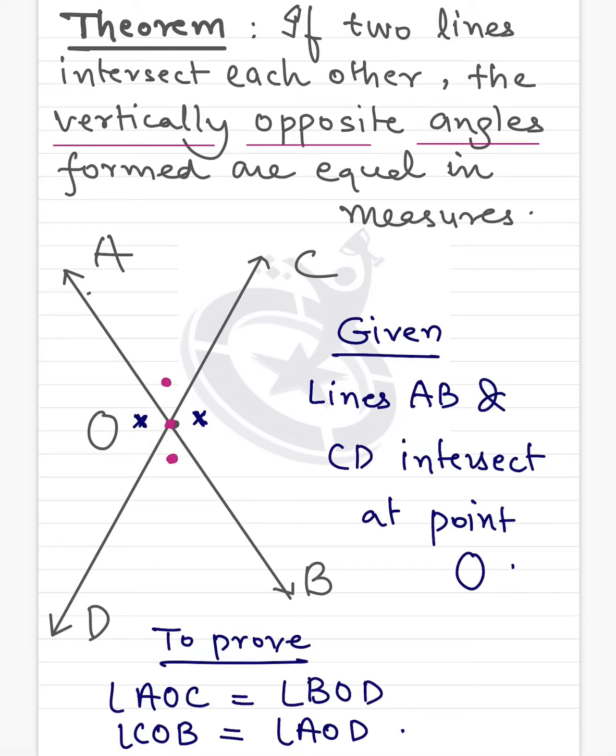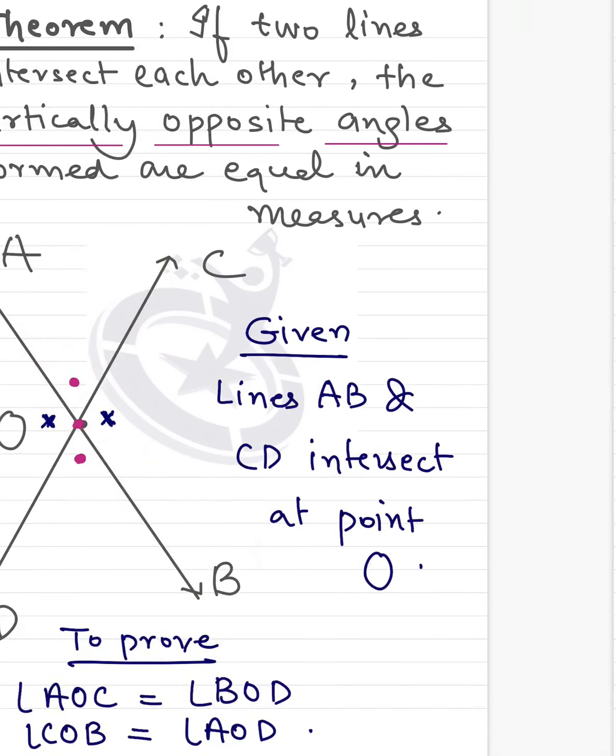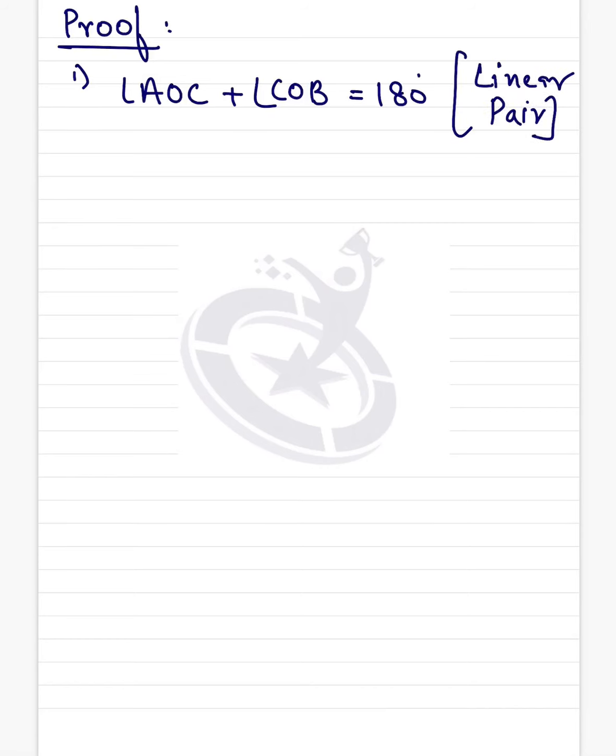So first I consider these two angles, angle AOC, please listen properly now, angle AOC and angle COB. These two angles are in a line, right? So the sum is equal to 180 degrees. So in step number 1 we write angle AOC plus angle COB is equal to 180 degrees. The reason will be linear pair. Angles in a linear pair are supplementary. Adding them always gives 180.